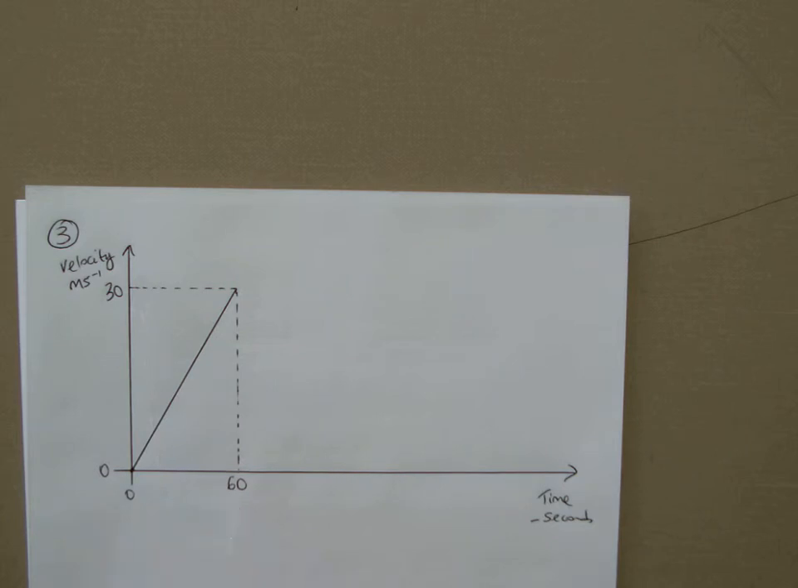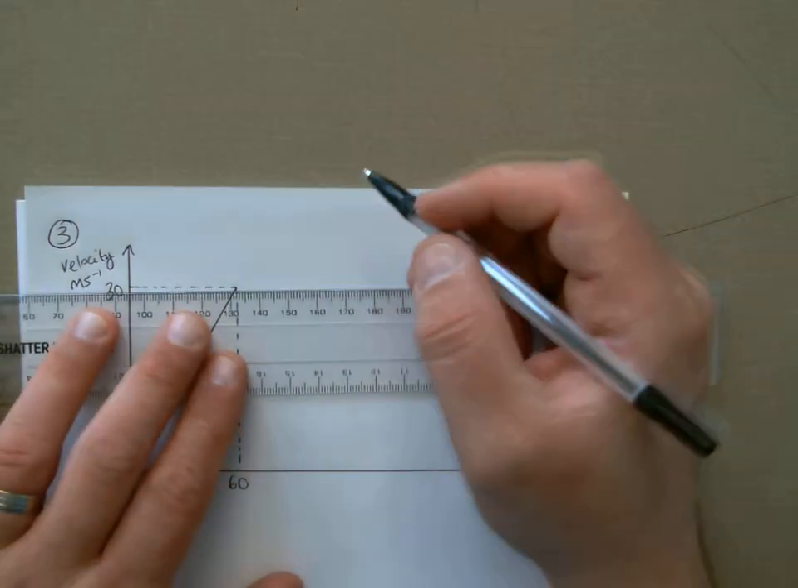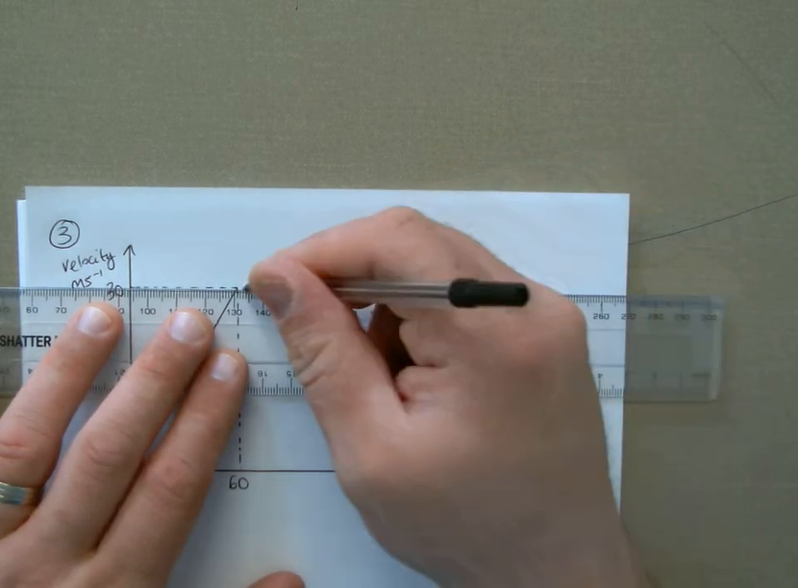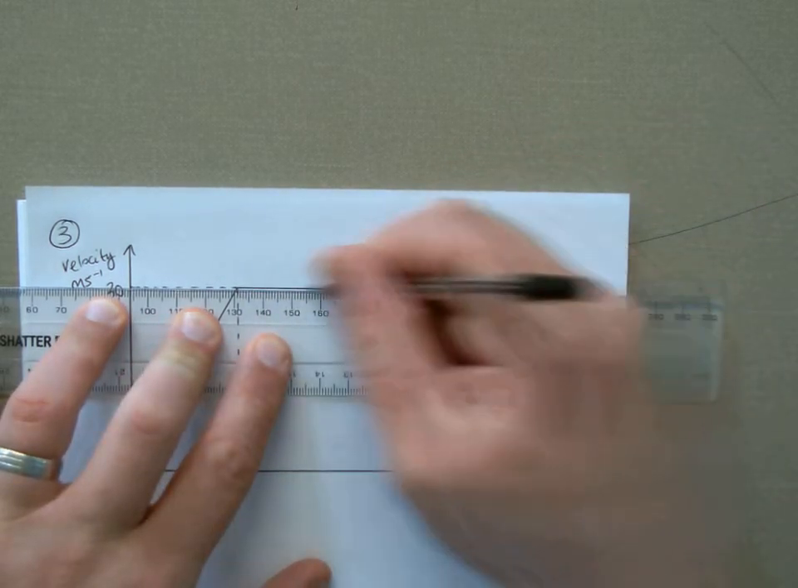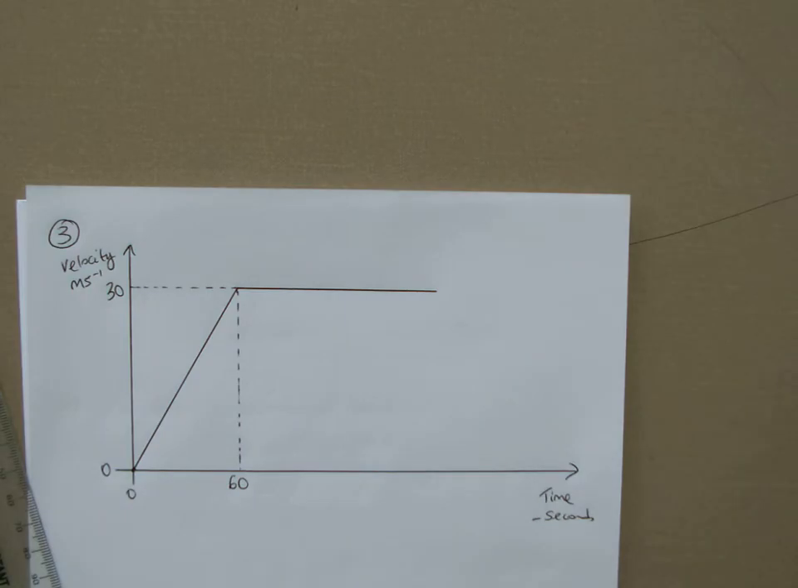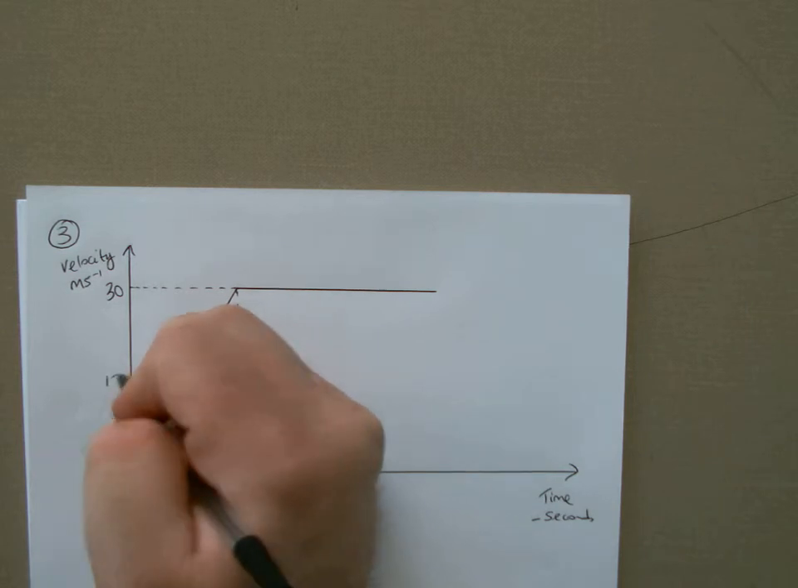The train then, it says, continues at 30 meters per second to a point Y. So it continues at that speed. In other words, we've got a flat line then, until it reaches a point Y when a constant deceleration is applied for 40 seconds. So the speed of the train as it passes station B is 15 meters per second.